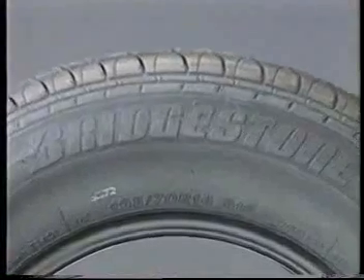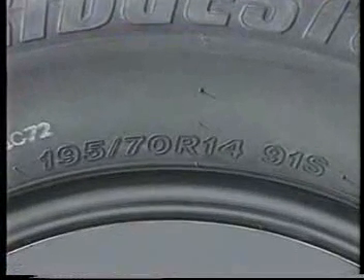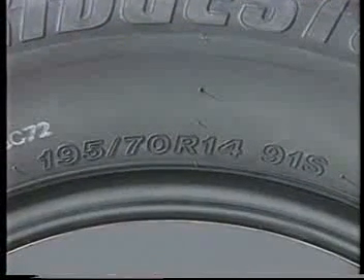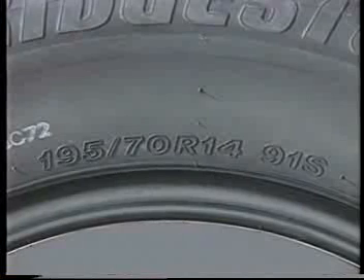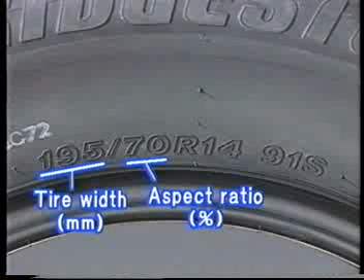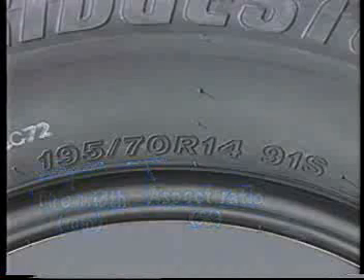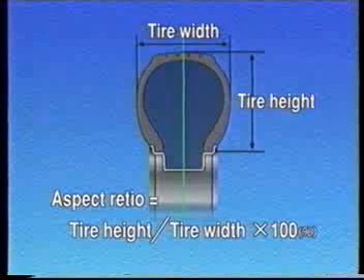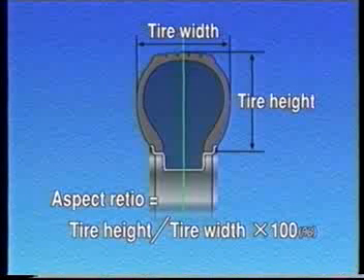The size of a tire is indicated by letters and figures on its sidewall. This is one example. The first figure shows that the tire is 195 millimeters wide, and the next figure, 70, represents the compression. Compression is the ratio of the height to the width of the tire expressed as a percentage.